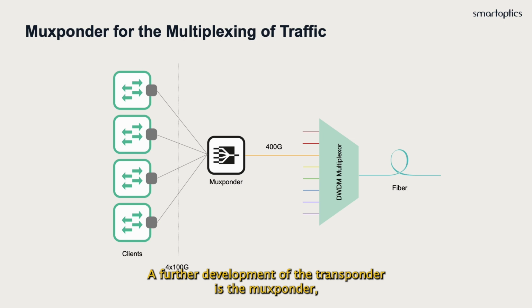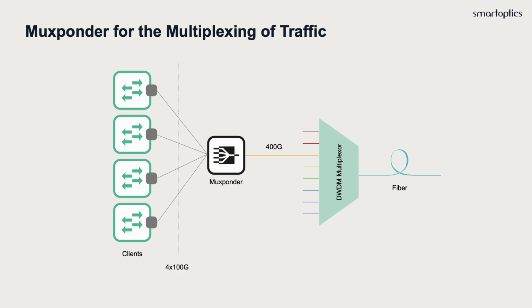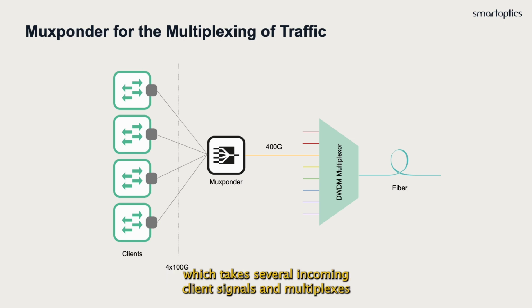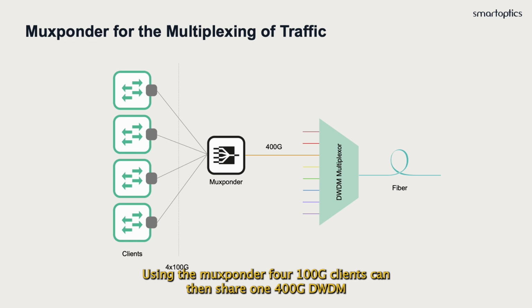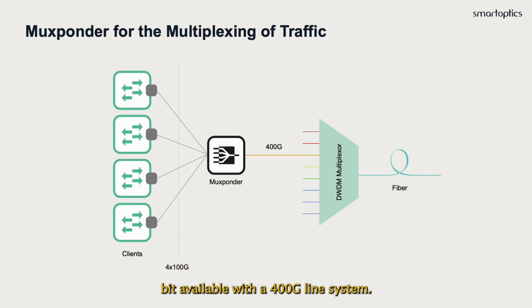A further development of the transponder is the muxponder, which takes several incoming client signals and multiplexes them into one outgoing, high-speed DWDM channel. This is a valuable feature when your line system can transport data at a high bitrate, such as 400G, but your routers only support 100G. Using the muxponder, 4 100G clients can then share one 400G DWDM channel on the fiber and take advantage of the lower cost per transported bit available with a 400G line system.